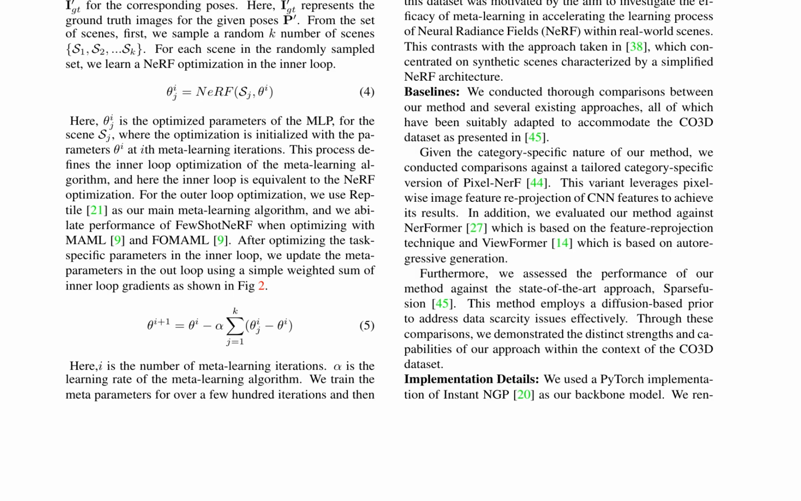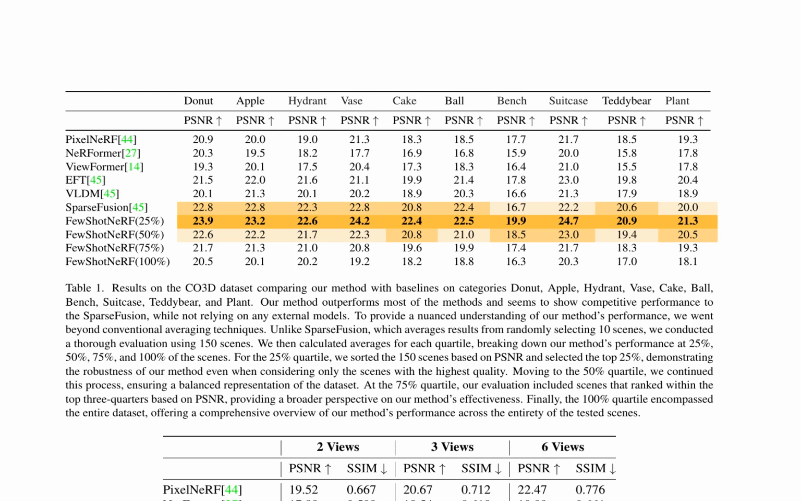The results demonstrate that FewShotNeRF outperforms most of the comparisons and performs on par with sparse fusion, while not relying on any external models. The authors also conducted a thorough evaluation using 150 scenes, calculating averages for each quartile to provide a nuanced understanding of their method's performance at 25%, 50%, 75%, and 100% of the scenes.